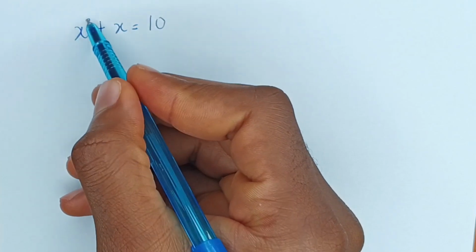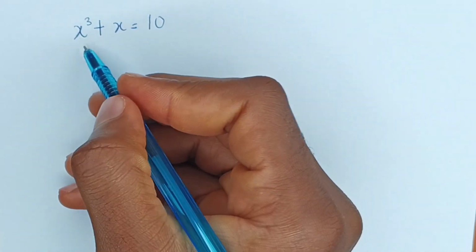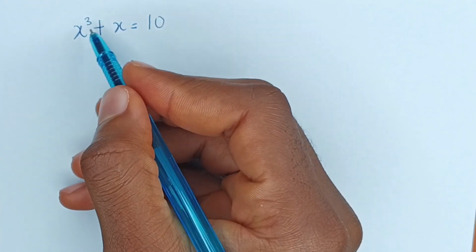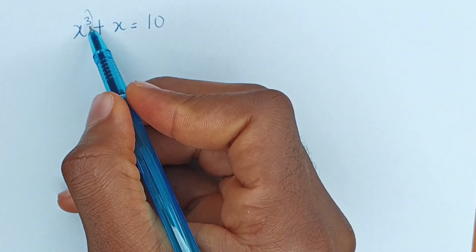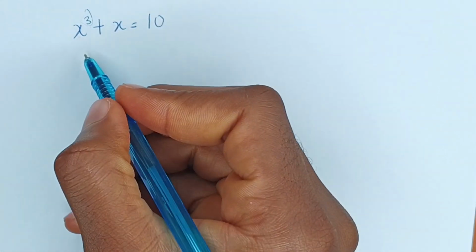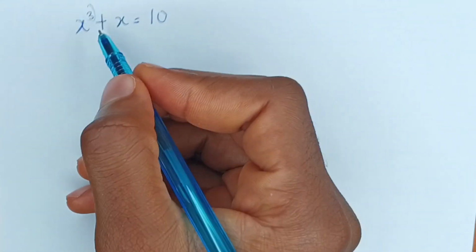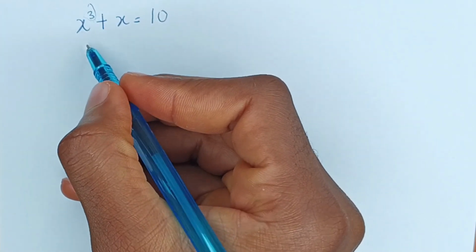It says x cubed plus x is equal to 10. This question should have more than one answer. In fact, to be exact, it should have 3 answers because the greatest power of x is 3. Don't forget. Now, knowing this, let's find the 3 answers for x.